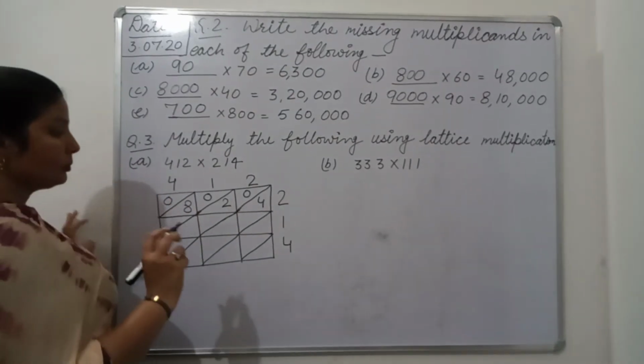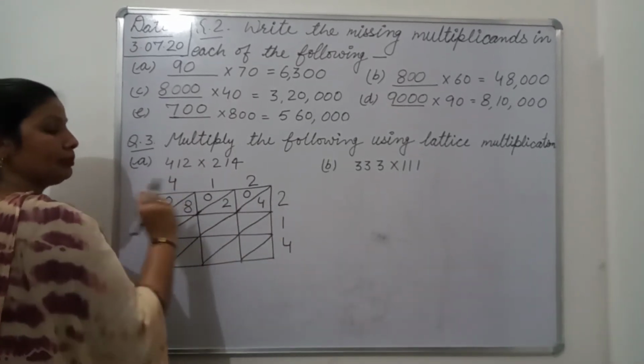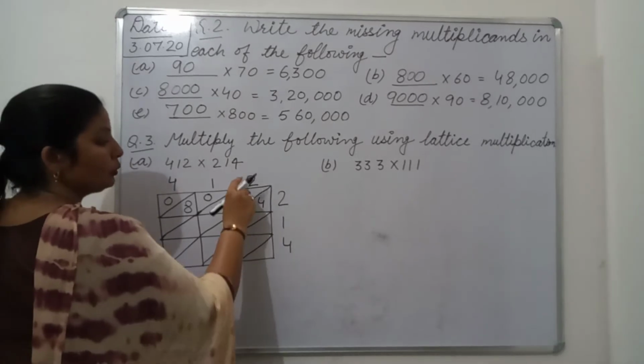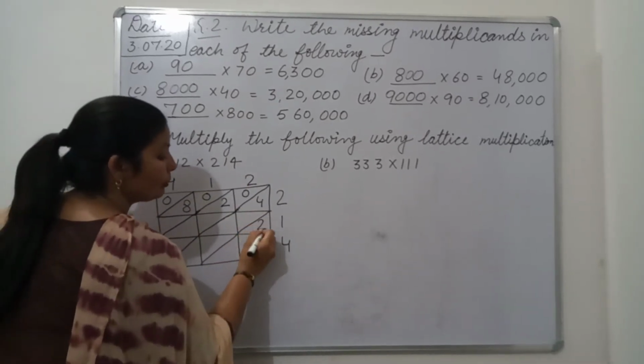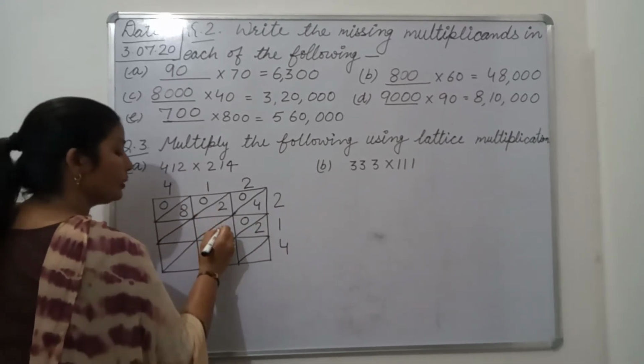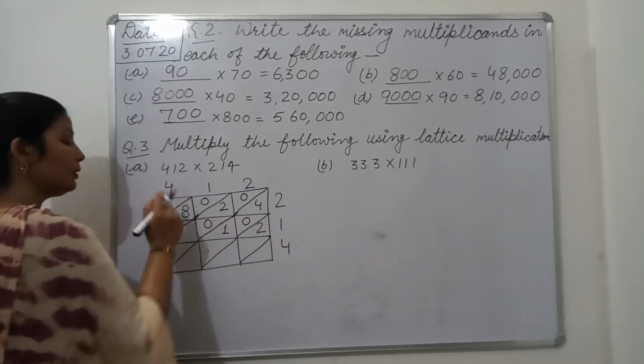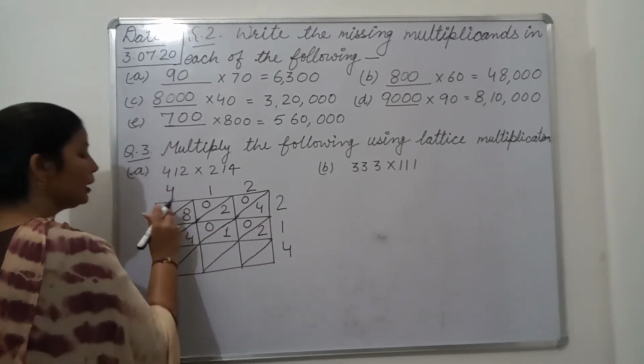Now here is 1, so all numbers we should multiply by 1. So 1 2 is 2. In the ones column 2, in the tens again 0. 1 1 is 1. Downside 1, upside 0. 1 4 is 4. Downside 4, upside 0.